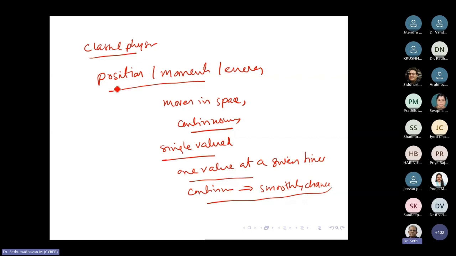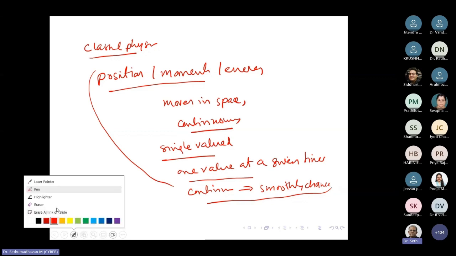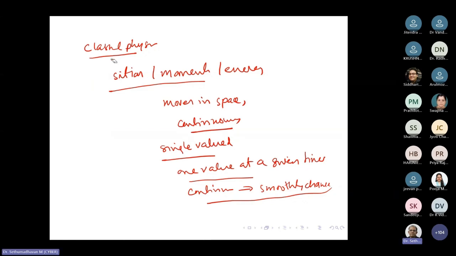So this is the case of classical physics. In classical physics, position, momentum, and energy move in space continuously, and are basically single valued. By continuously, I mean they change smoothly. But now think about the situation where we are talking about quantum computing, in the case of quantum settings. In the quantum setting, it is entirely different.